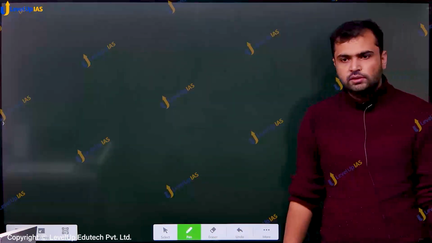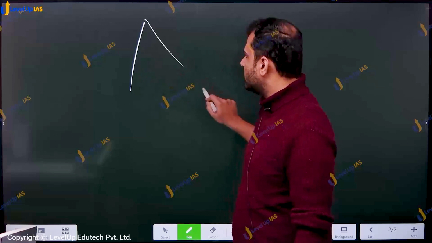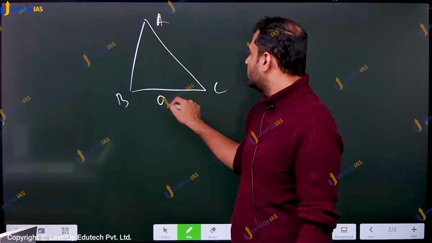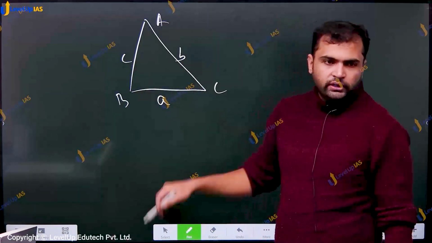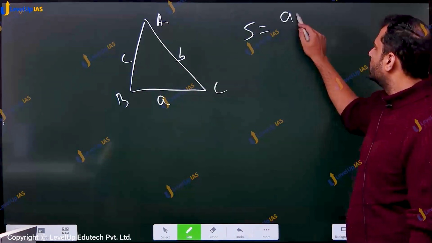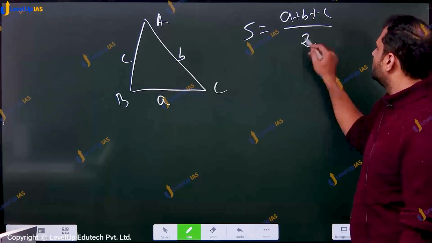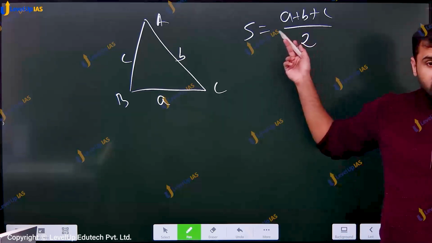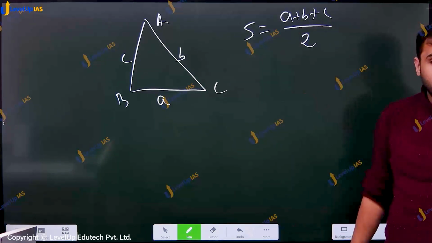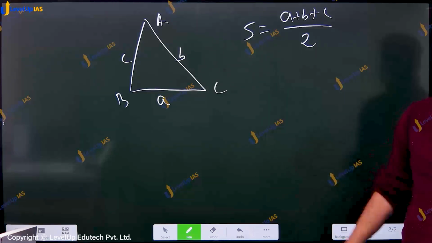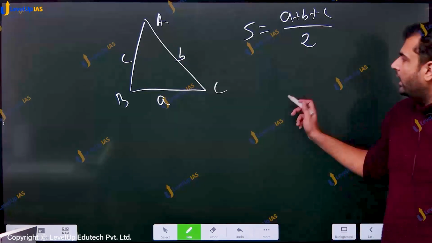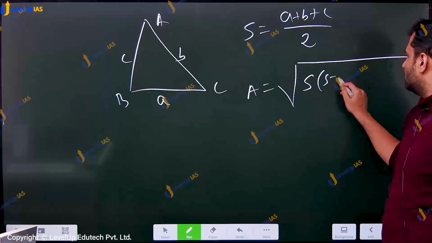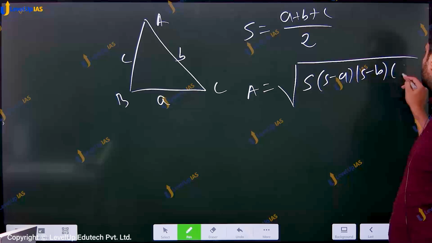I don't know if you remember this, but if you have, let us say, this triangle ABC and sides are, let us say, this is A, this is B, this is C, then we define a semi-perimeter. This is not average length. Average length would be A plus B plus C by 3. We are taking semi-perimeter, half of the perimeter. Then area is equal to square root of S into S minus A, S minus B, S minus C.